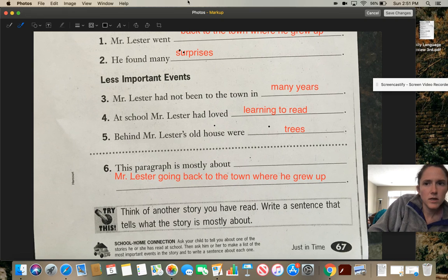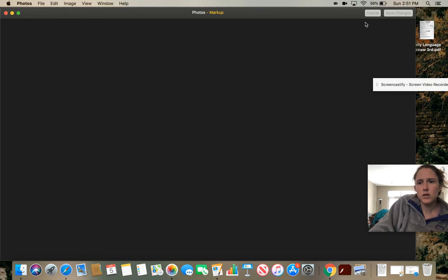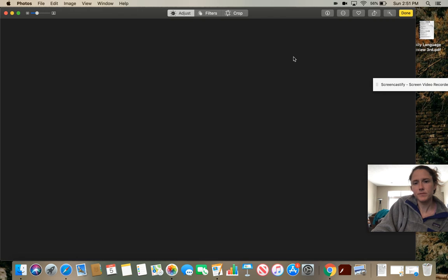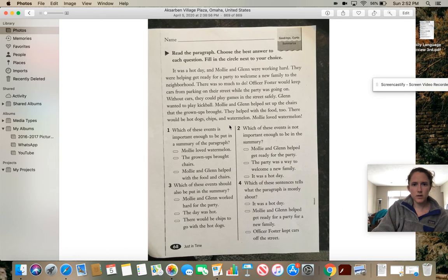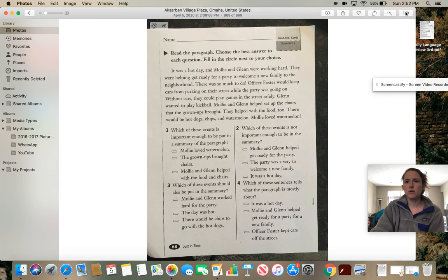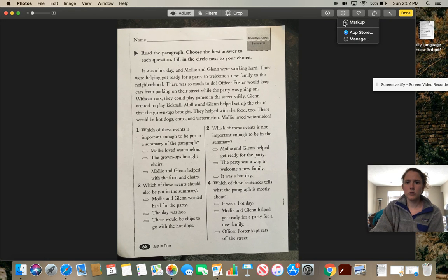So let me cancel the changes on that. It takes a second. We hit done. And then we can go on. Let's see if we can go on to the next picture. Done. And here we go. So let's go on to the next page.